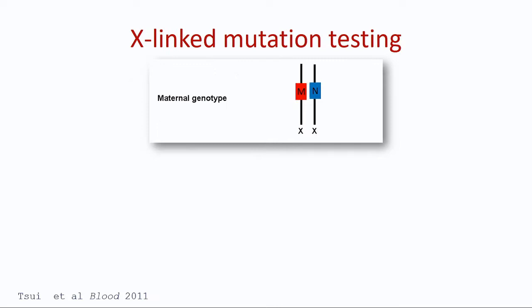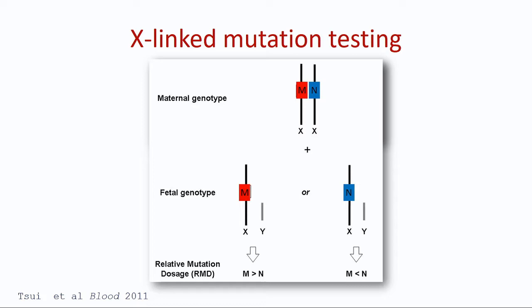Can we do something about it? So we thought about, well, in at-risk pregnancies, the woman would be a carrier for a mutation on her chromosome X. So she would have one mutant allele and one normal allele. And the baby is a 50-50 percent chance pick. A male baby would either inherit the mutant allele or the normal allele.